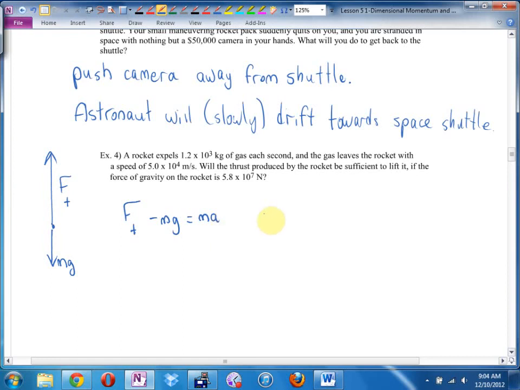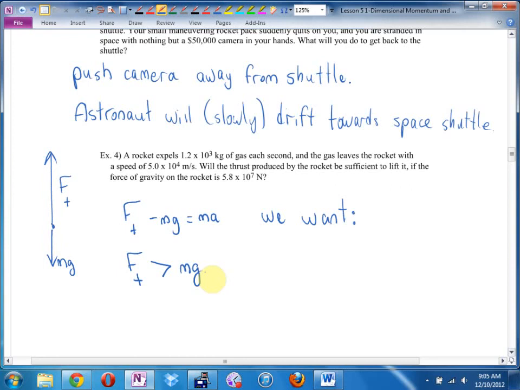Basically, we want this. We need that. We need the thrust to be bigger than gravity. If the thrust is bigger than gravity, because this question isn't asking how fast is it lifting, it's saying, will it be sufficient?